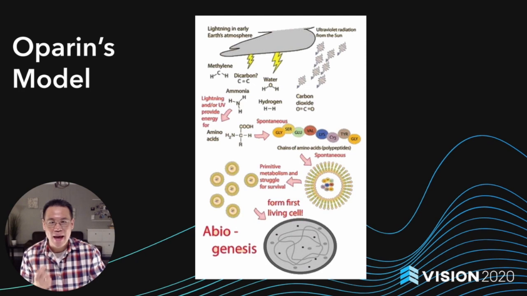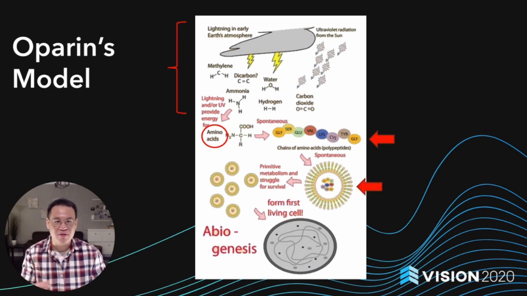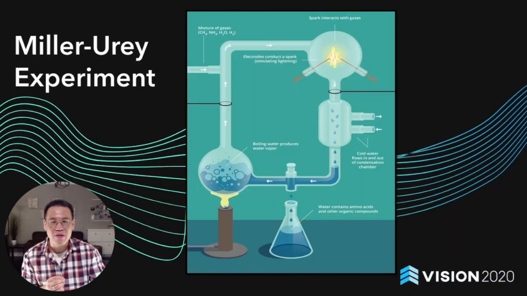Here we see an atmosphere containing a mixture of different chemicals like methane, dicarbon, water, hydrogen, and carbon dioxide. These then react with ammonia in the presence of lightning and UV to form amino acids, which then start to link spontaneously to form polypeptides. These get incorporated into something called coacervates, fat molecules that clump together in a sphere and repel water. Using this, the molecules that interact with one another form a primitive metabolism and eventually form the first living cell. So this was the proposed mechanism, but was it viable? Was there evidence for this?